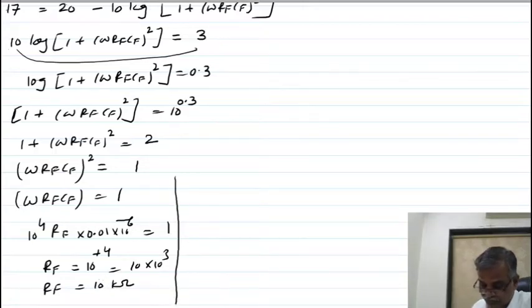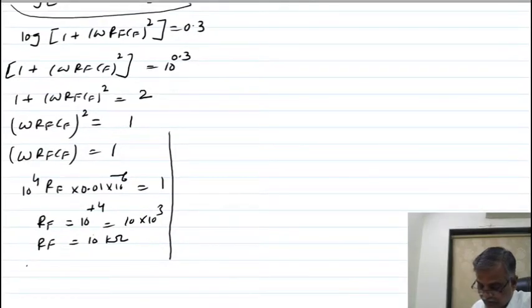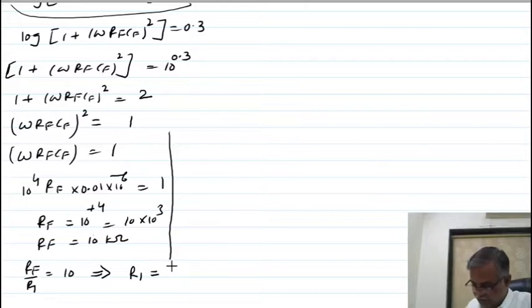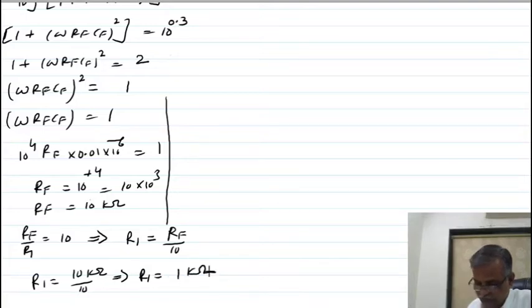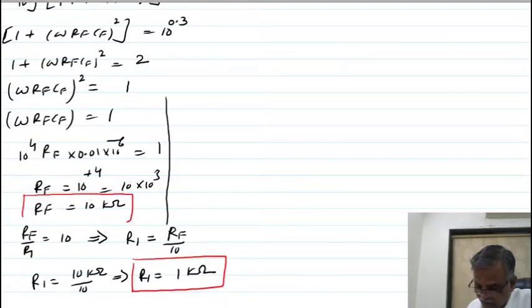Now you know Rf by R1 is 10. So R1 is equal to Rf upon 10. So R1 is equal to 10 kilo ohm upon 10. This implies R1 is equal to 1 kilo ohm. So they are asking you to find Rf and R1. So we did it like this.